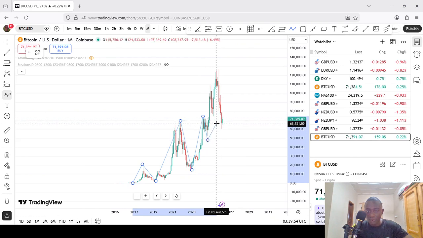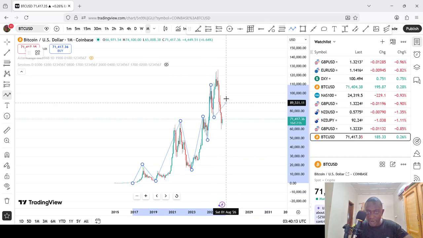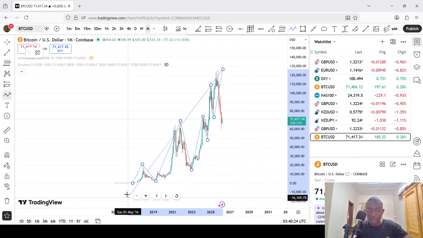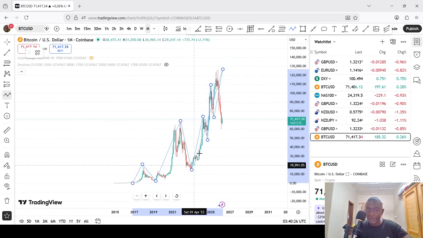Then we have this swing here, then it went all the way to this part. It took this point to break this part. It went all the way to this point, then it came here. You understand? Then price went all the way, and it took this point to break this part.